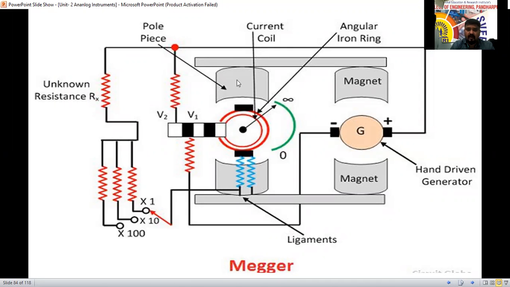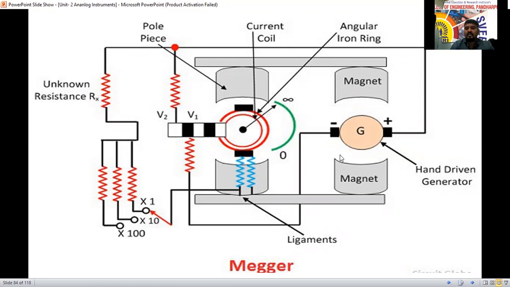See here, permanent magnet is there, this one and this one. Two permanent magnets are there. In between these permanent magnets, one moving coil we have placed here. That moving coil is nothing but the current coil. We are going to call that one the current coil.